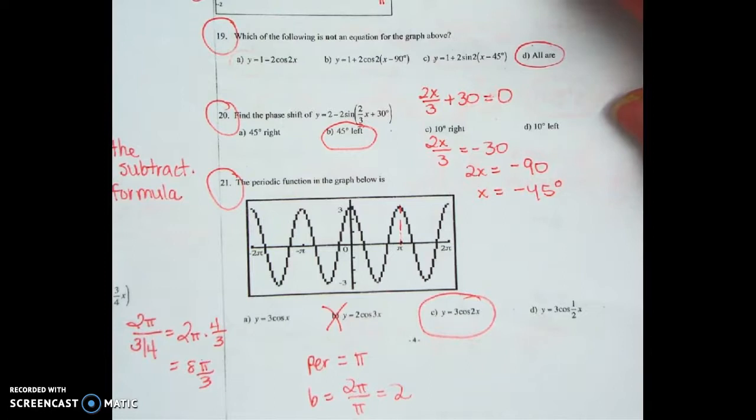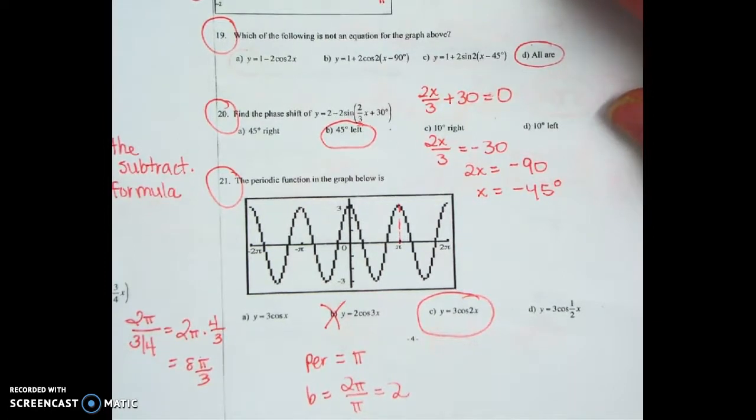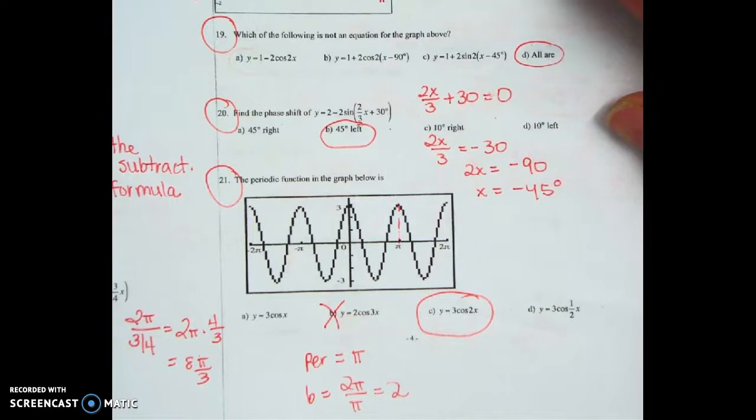Here are the last 3 problems on this page. Pretty straightforward. You won't have any degrees on your test on the trig function problems, the graphing problems. They'll all be in radians.